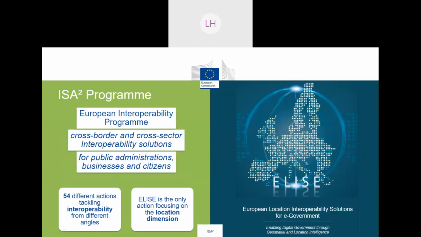Okay, so what is ELISE? ELISE is an action that is funded by the ISA2 program. This is the European Interoperability Program, which aims at providing cross-border and cross-sector interoperability solutions for all public administrations, businesses, and citizens. There are 54 different actions within the ISA2 program that are tackling interoperability from different angles.